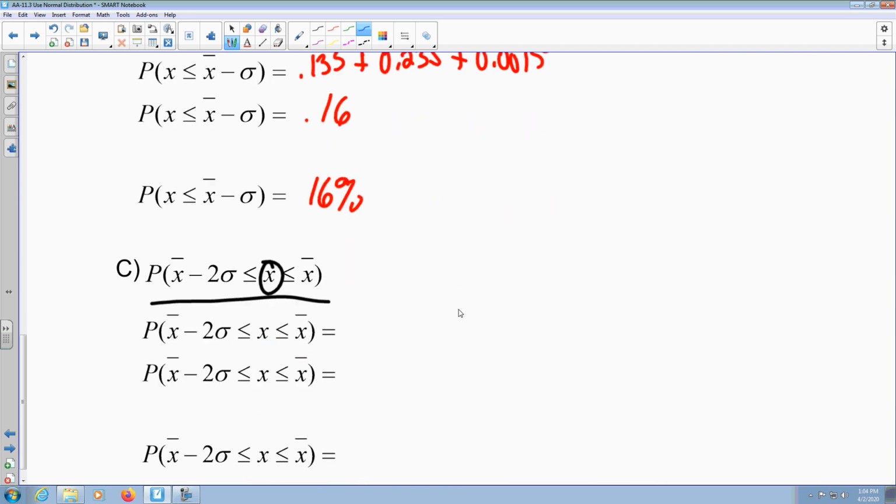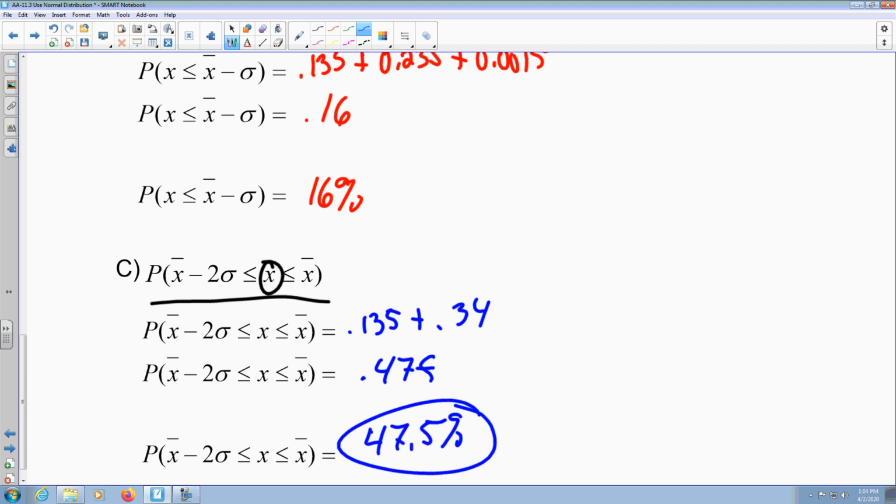So what we're going to have here is 0.135 plus 0.34. Add those together, we get 0.475. So we get 47.5% as my probability.